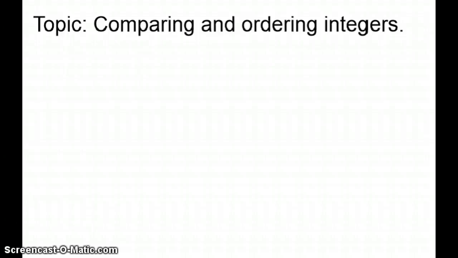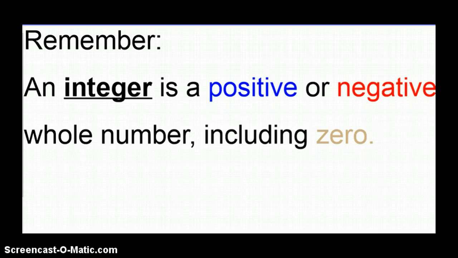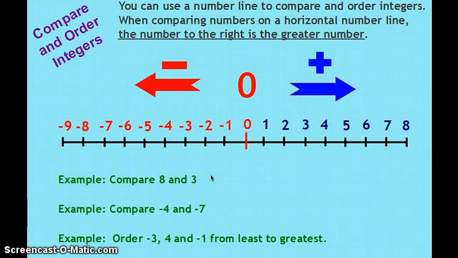Today's topic will be comparing and ordering integers. Before we get into comparing and ordering the integers, I need you to remember that an integer is a positive or negative whole number, also including 0. So if it's a positive or negative whole number, we do not include decimals, nor do we include fractions as an integer. Ordering integers. You can use a number line to help you compare and order integers.